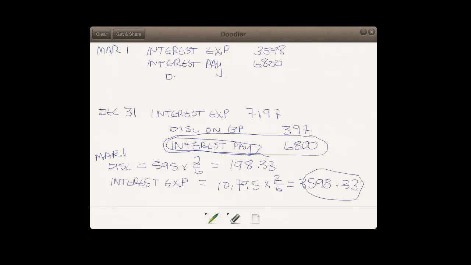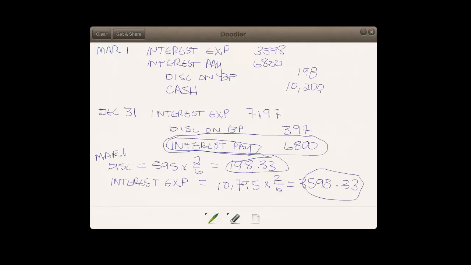And then we also need to record 2 months' worth of the discount on bonds payable amortization, which is done with a credit, and we calculated that as $198. And finally, we're going to record the decrease in cash because we are paying the bondholders. And how much are we paying them? The full amount, $10,200.